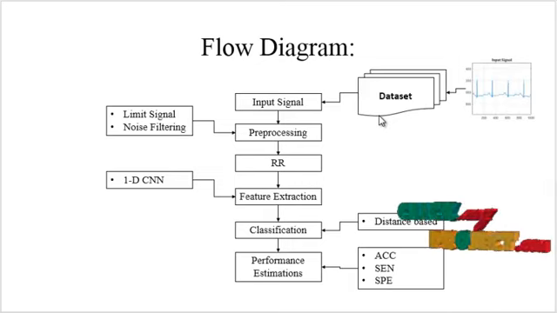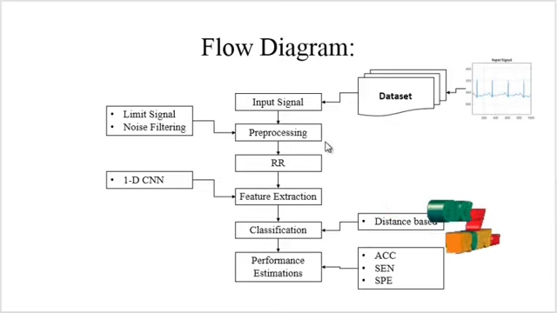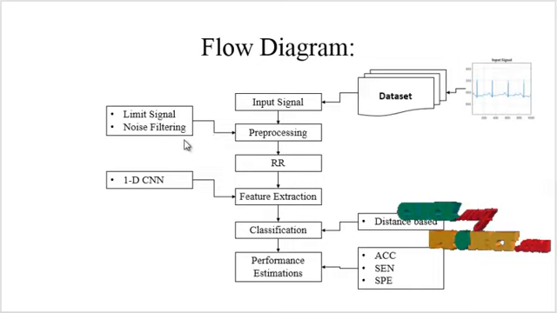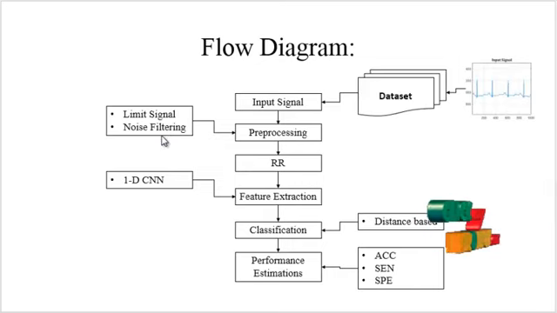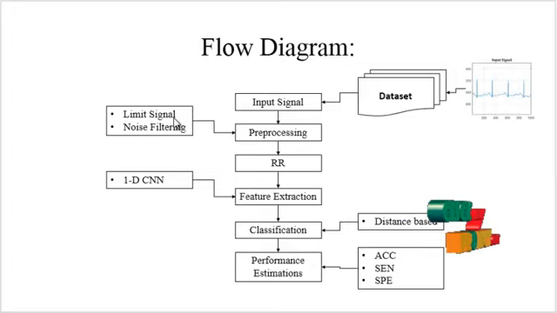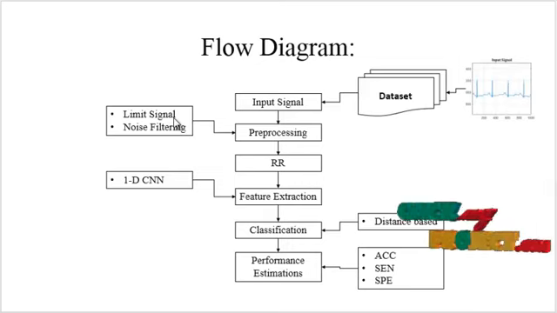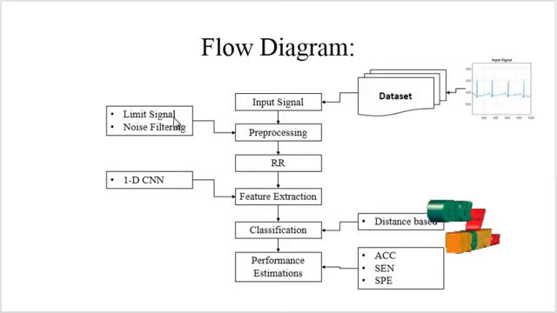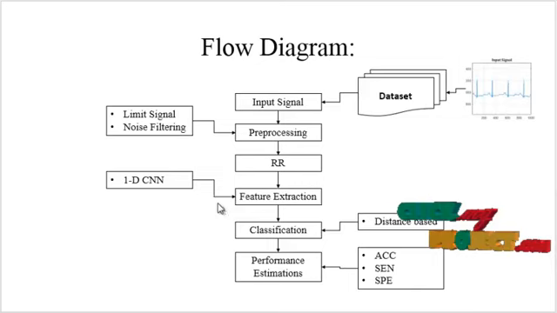After getting any one signal from the dataset, the pre-processing will be carried out. In this pre-processing, we have two stages: limiting the signal, and noise filtering. In limiting the signal, the length of the signal will be limited to a particular range. After that, the noise will be removed by using the filtering method. After the removal of the noise, the RR feature extraction will be carried out. RR is nothing but the RR intervals. After extracting the RR features, the feature extraction is done by using other methods called PQRS as well as 1DCNN.